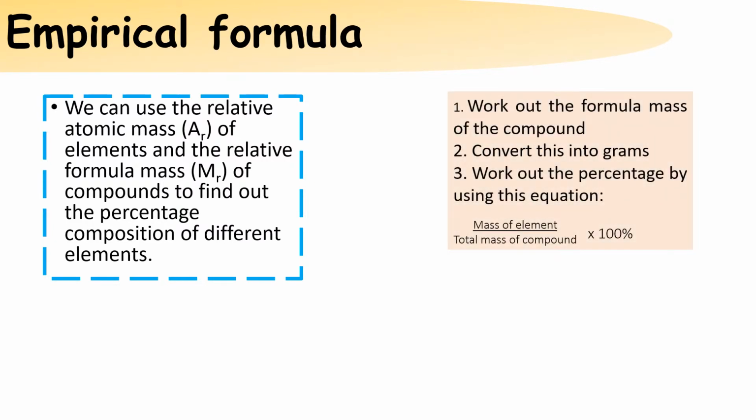We do this by working out the mass of the compound. We convert it into grams. Then for each of the elements in it, we work out its percentage. We do this by taking the mass of the element in the compound, then dividing it by the total mass of the compound. We then times it by 100. This gives us the percentage composition of a formula by the percentages of different elements within it.